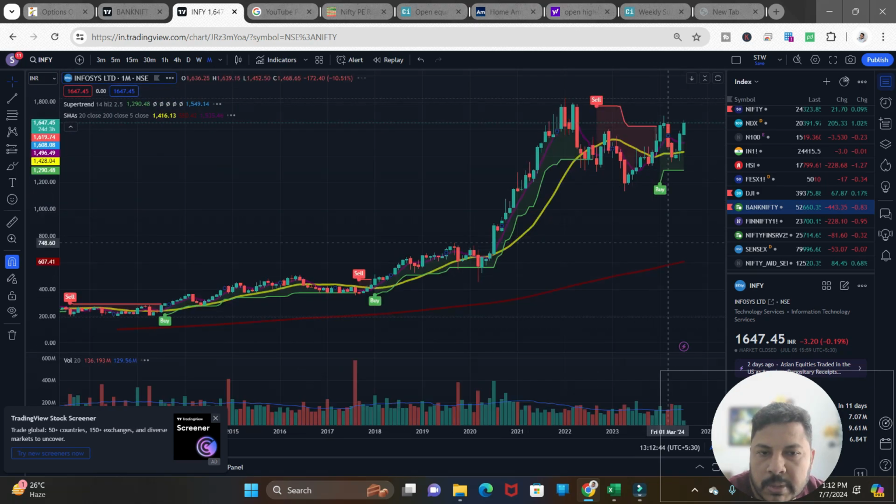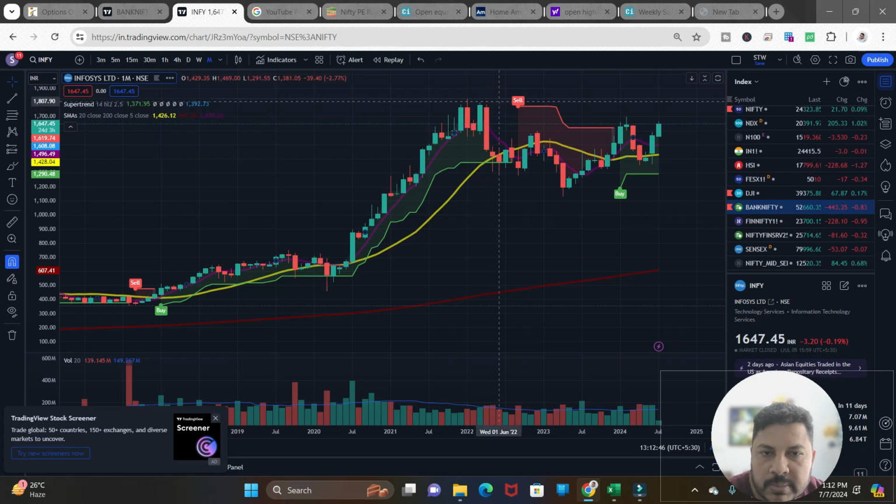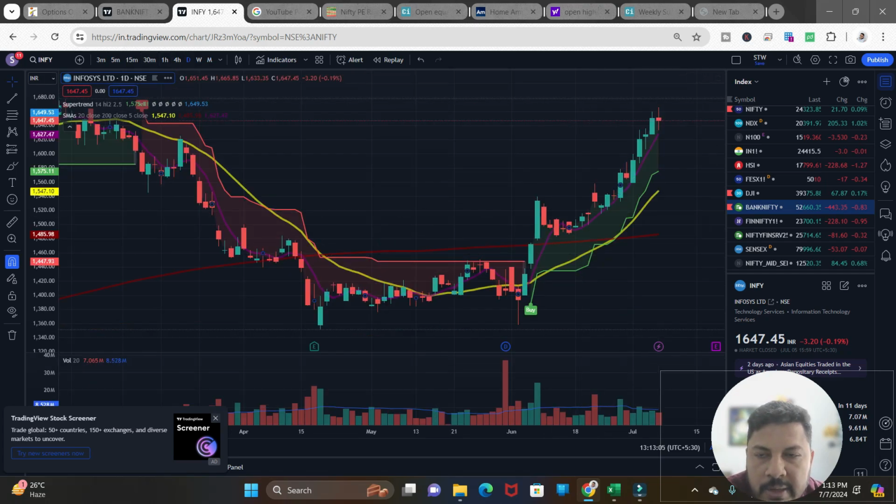Okay, let's look at the monthly time frame also. Monthly time frame, yes, this was the all-time high. So it is nearing the all-time high. So there is a possible breakout, or if you are too cautious, then you can buy about this level, which is 1834. We have to wait for the breakout. So this is how simply we analyze stocks and invest.